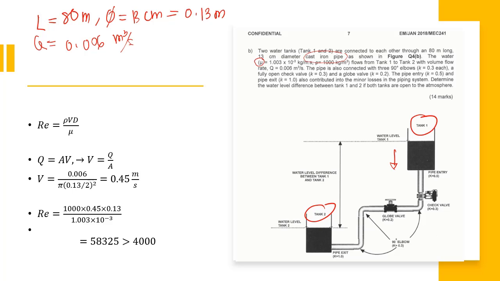The pipe is also connected to three 90 degree elbows. So where are the 90 degree elbows? We have here 1, here 2, and here 3. So we have three 90 degree elbows, K3.